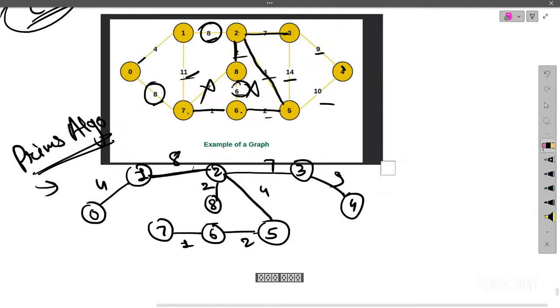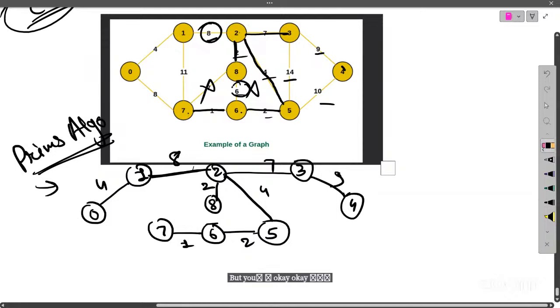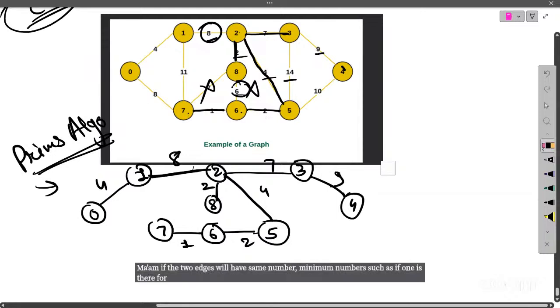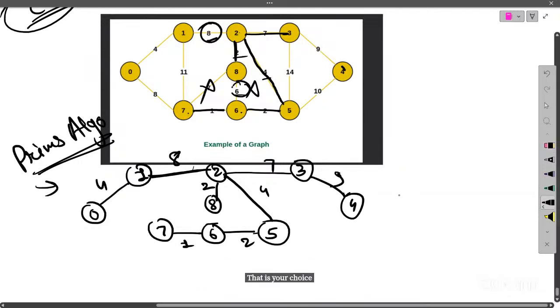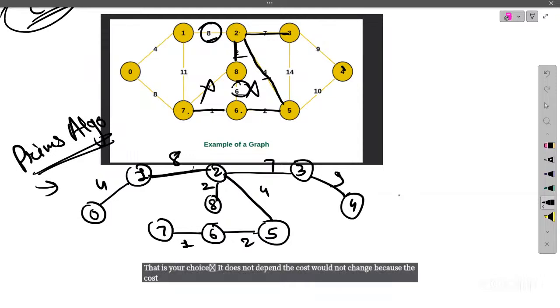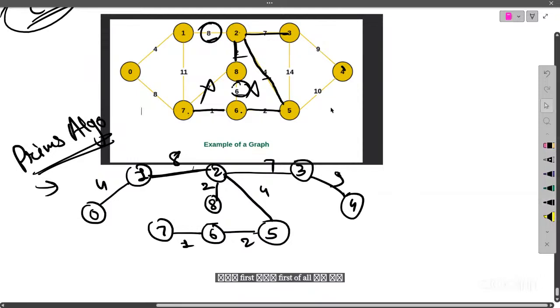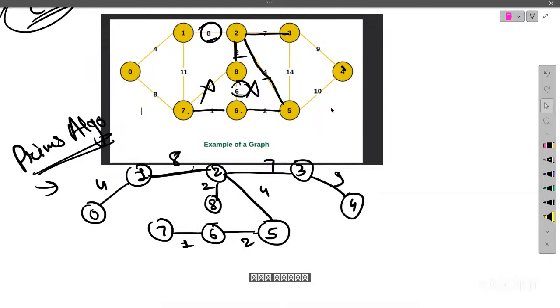Ma'am, if two edges have the same minimum number, then which one should we choose? That's your choice. It does not depend. The cost won't change because the cost is the same, right? First of all, we have to start from the minimum and then continue from that. That's the algorithm. The final weight will remain the same. 2-1-0 or 7-0-1 both come out to be 12. The weight won't change.